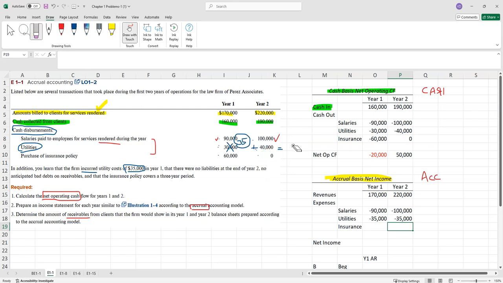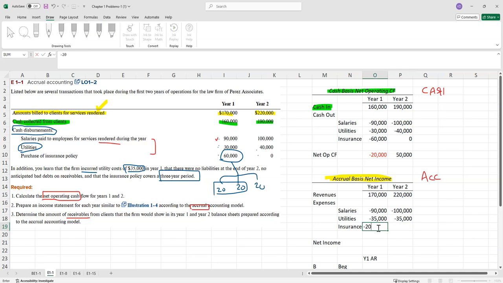The insurance policy, if we look at this, I'm just going to clear the board over here to make it a little bit cleaner to see. Yes, it was for $60,000, but that was for a 3-year period. So we'll do 20 in year one, 20 in year two, and 20 in year three. For purposes of our example, we just care about year one and year two. So negative 20, negative 20. Oh, didn't enter that in all the way.